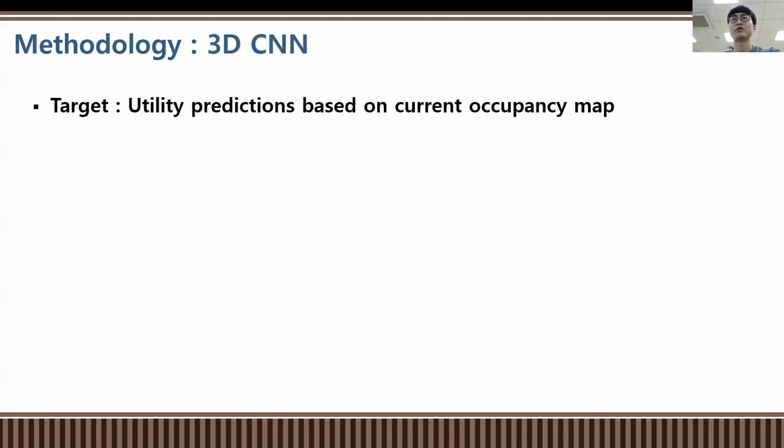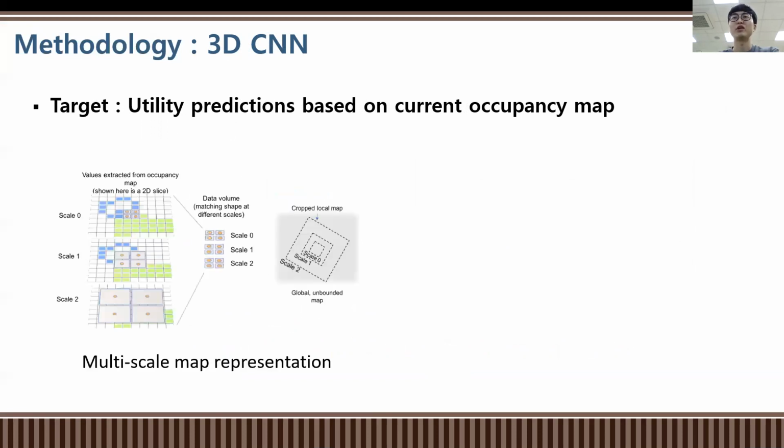To train the utility function, a map representation consisting of multi-scale subvolumes is used as the input of the 3D CNN. This is done to enable reasoning across larger spatial extents without sacrificing the high resolution gained from small grids. Simply put, this representation allows for capturing the coarse parts of the map that are far from the camera, as well as the finer details in its direct surroundings. The resulting data volume has the same dimension for each scale, and it can be fed into a 4-dimensional array.